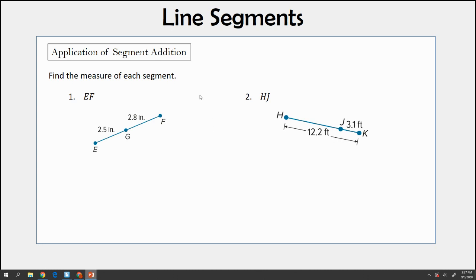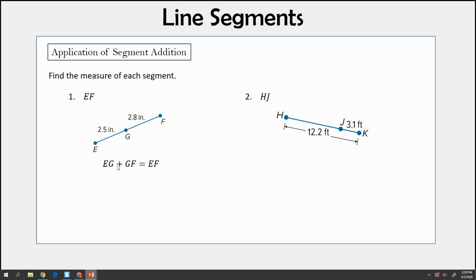All right, so let's talk about how we're going to use this tonight a little bit. Find the measure of each segment. Now I know you guys can quickly just add these two together and say EF is whatever that may be. But we want to get in the habit of understanding how to use this geometry and how we can use it with algebra. So the way we like to write it is, based on this drawing, I know that EG plus GF has got to equal EF.